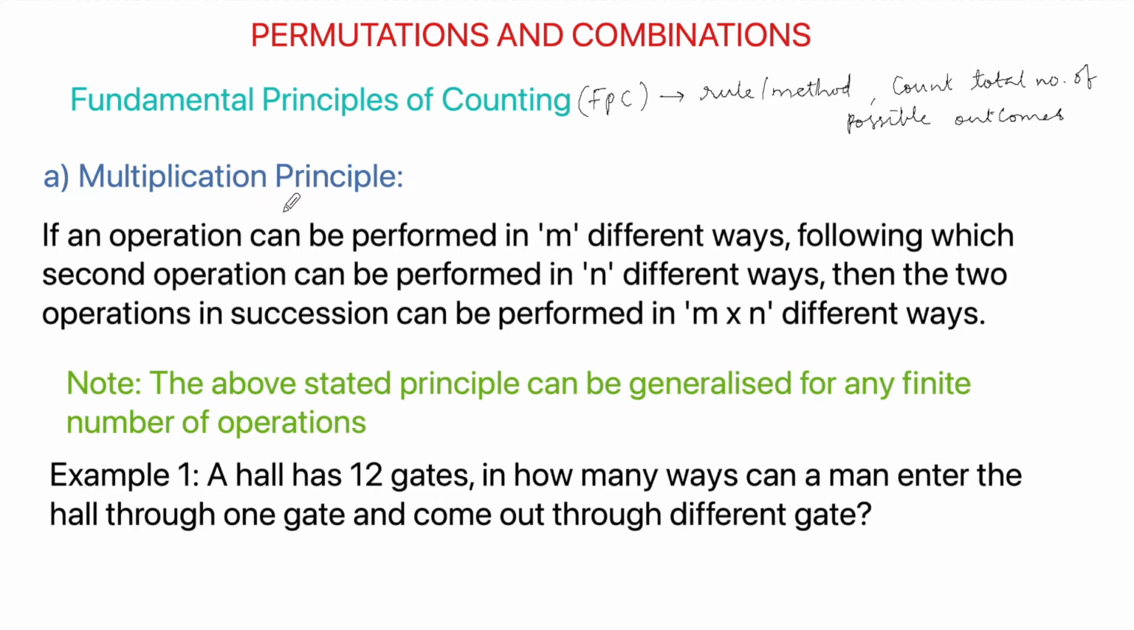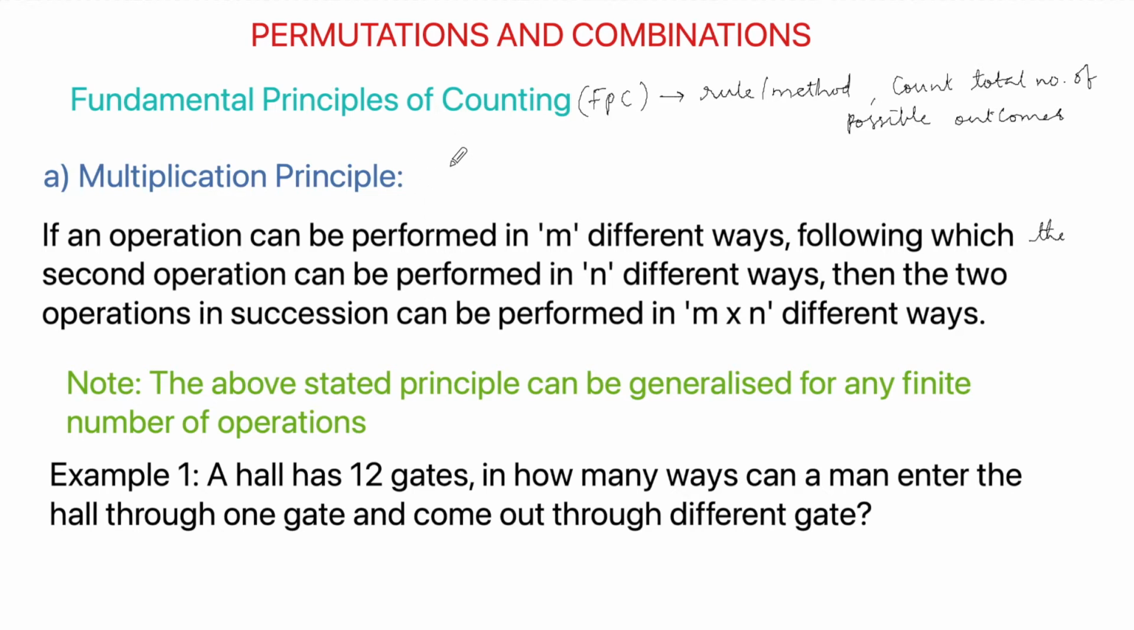So here we have two principles: multiplication principle one and the second addition principle. So let us study about the multiplication principle. If an operation can be performed in m different ways, following which the second operation can be performed in n different ways, then the two operations in succession, means one after the next, can be performed in m into n different ways.